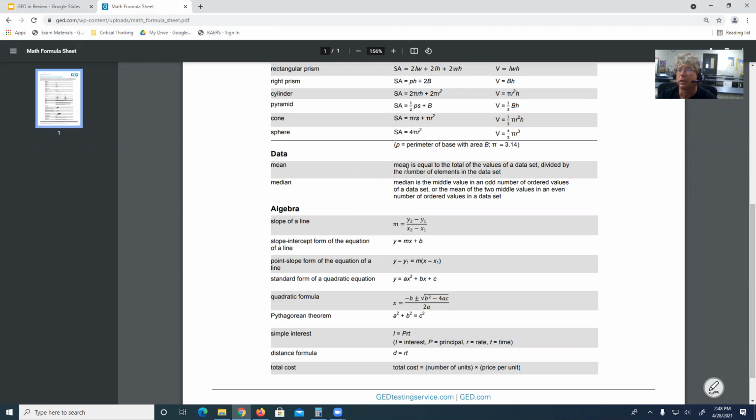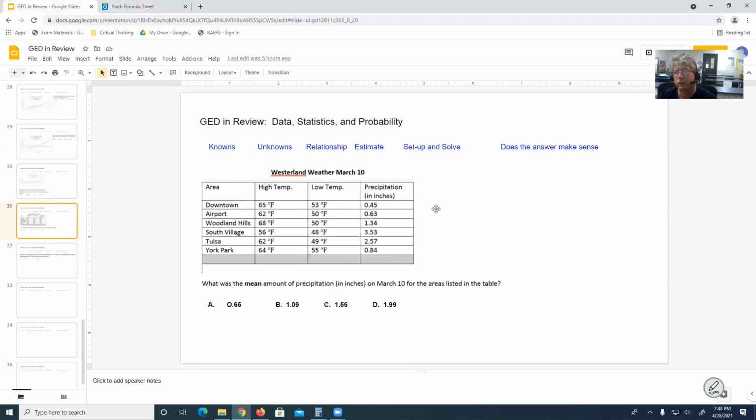Mean is equal to the total of the values of a data set divided by the number of elements in the data set. So basically what that means is total means to add. So you add all the values and then you divide by however many values are present. That's what we have to do here: the mean is to add all these numbers up.